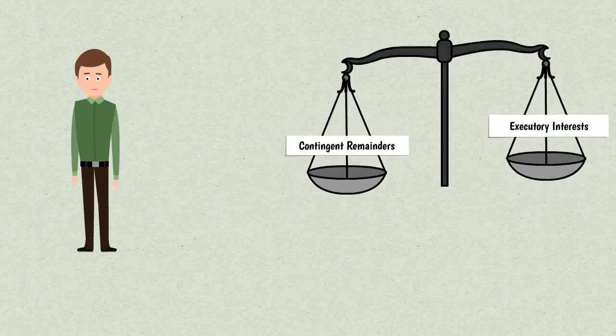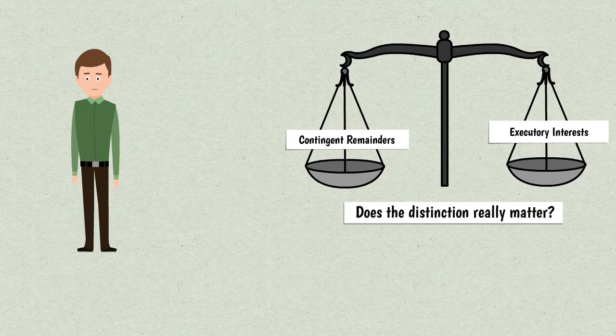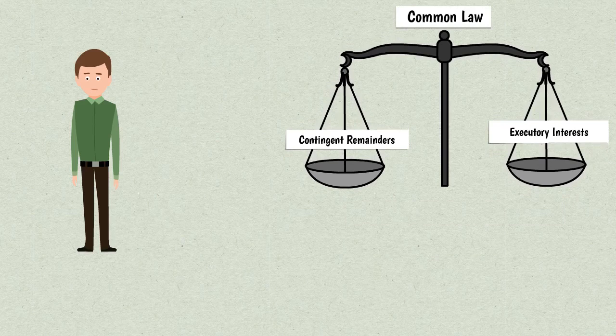Considering that it isn't always easy to distinguish between contingent remainders and executory interests, you might well ask whether this distinction really matters. The answer is yes and no. At common law, there were important consequences. Certain legal rules applied to contingent remainders, but did not apply to executory interests. Notably, the rule of destructibility of contingent remainders and the rule in Shelley's case.